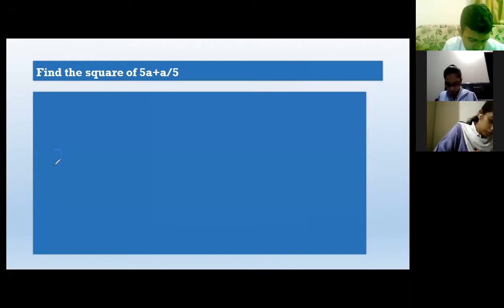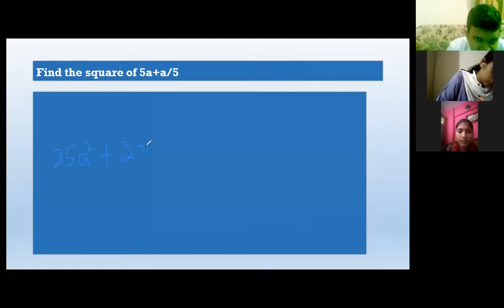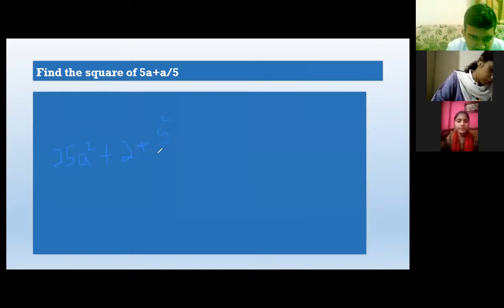25a square plus 2a square plus a square upon 25. Answer: 25a square plus 2a square plus a square upon 25. Okay, let me check this answer.